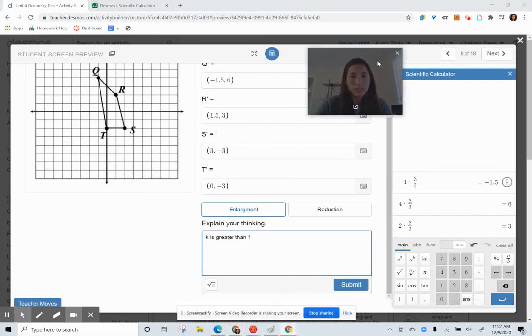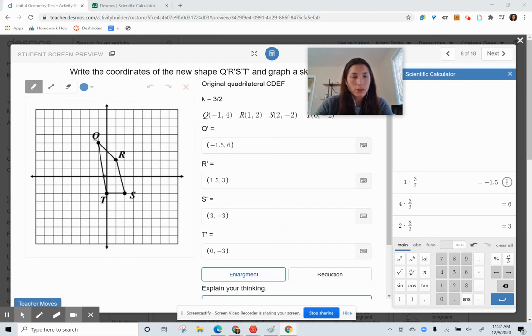And then if we just want to do a little sketch of this graph to make sure it does in fact look similar. So -1.5 and then 1, 2, 3, 4, 5, 6. And then we have a point at 1.5 and then 3, 1, 2, 3. We have a point at 3, -3. And then we have a point at 0, -3. And then just connecting them and making sure that the first quadrilateral that you have looks similar in shape to the other quadrilateral. There we go.